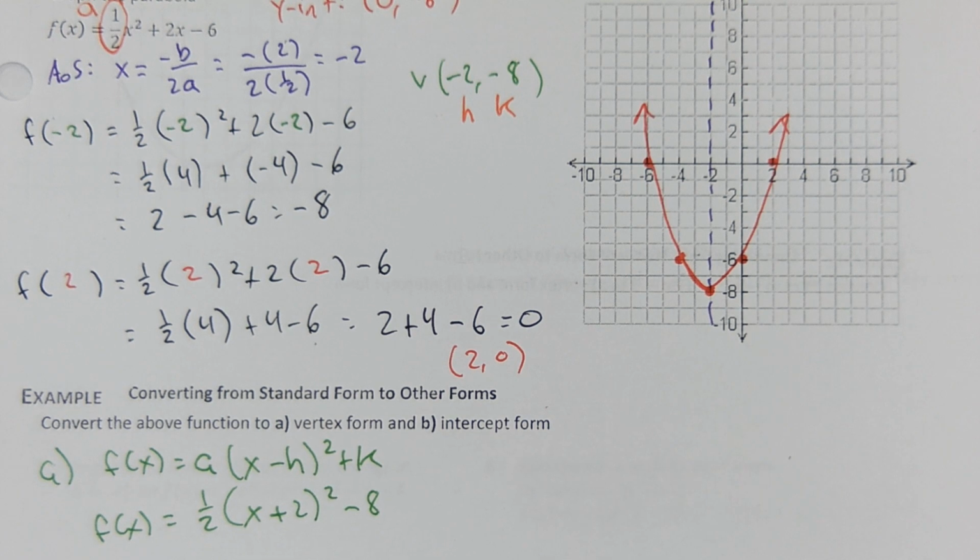Vertex form is very easy to get from standard form. You literally just find the vertex and call it a day. So what's the hard part? Do you know x equals -b over 2a is the axis of symmetry? That's the quote-unquote hard part. You have to know it.